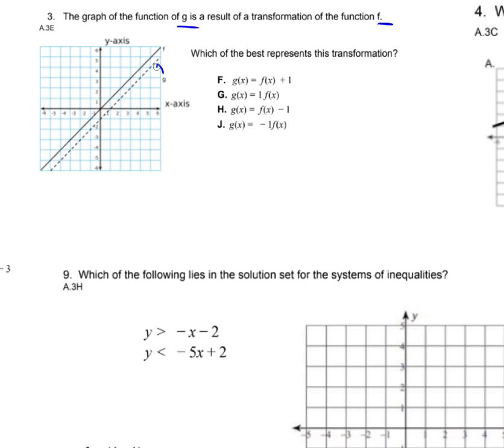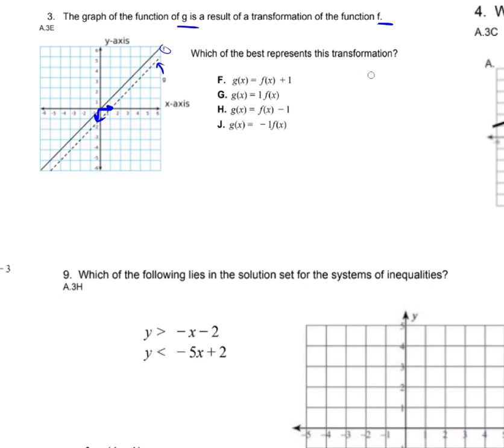This is my g line, and this is my f line, as it says, right? So what's happening to f to get to g? Well, there's two ways that this movement could be accomplished. You could move it to the right, or you could move it down for this line. And I'm not sure exactly which one it is. So what I want to do is look at which of these best represents the transformation.